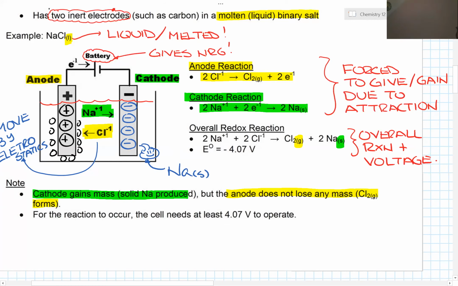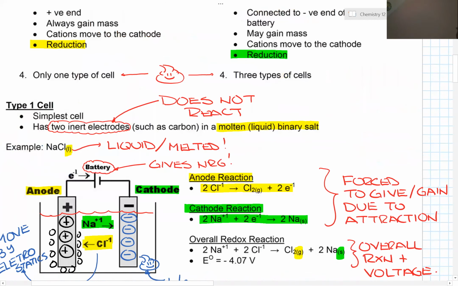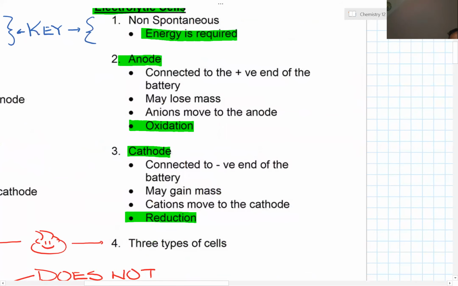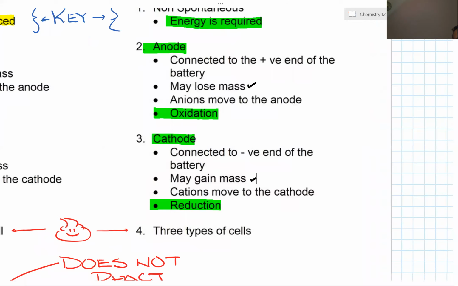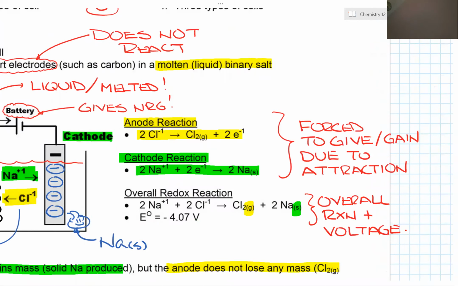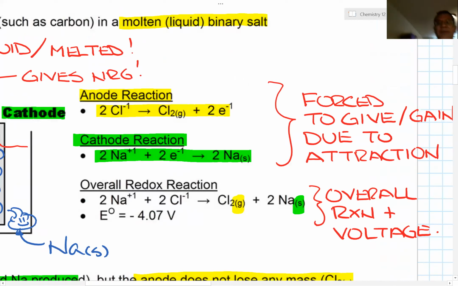Now, this goes back up to here. If we look at electrolytic cells, notice we said, oh, may lose mass, may gain mass. Okay? It all depends on the product. Now, notice here, it gets minus 4.07 volts. You might say, well, Mr. Chan, how did you get that?